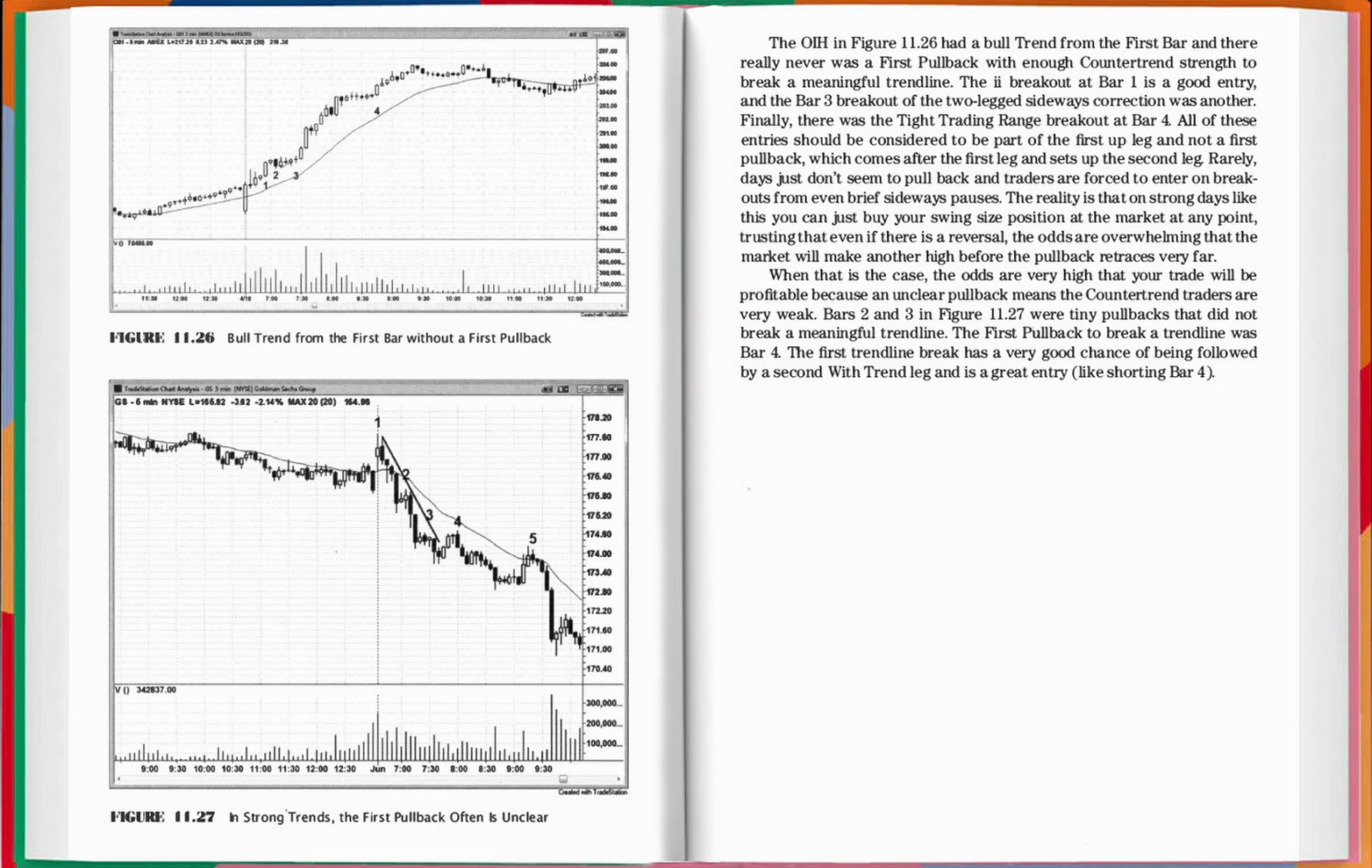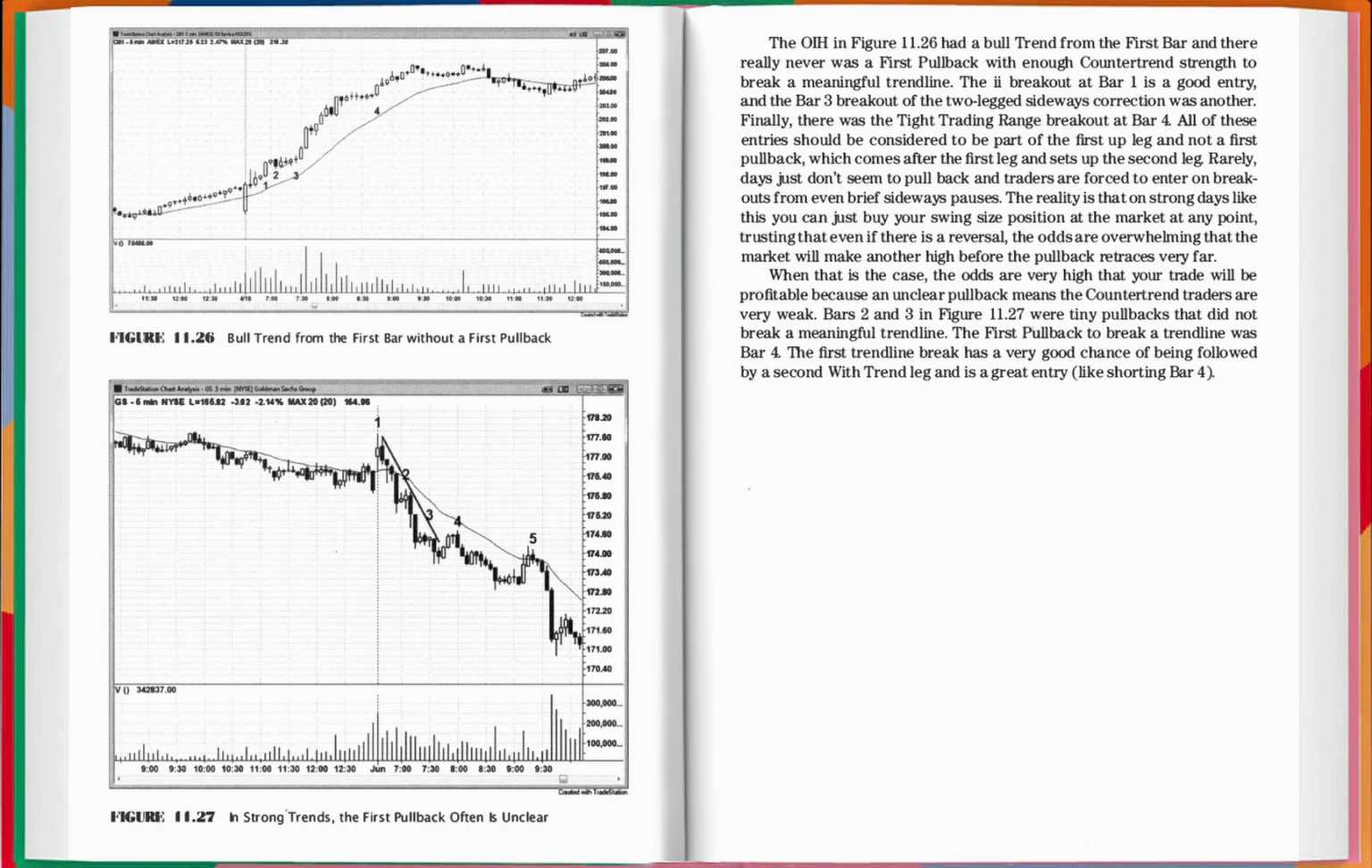Rarely, days just don't seem to pull back and traders are forced to enter on breakouts from even brief sideways pauses. The reality is that on strong days like this you can just buy your swing size position at the market at any point, trusting that even if there is a reversal, the odds are overwhelming that the market will make another high before the pullback retraces very far. When that is the case, the odds are very high that your trade will be profitable, because an unclear pullback means the countertrend traders are very weak.